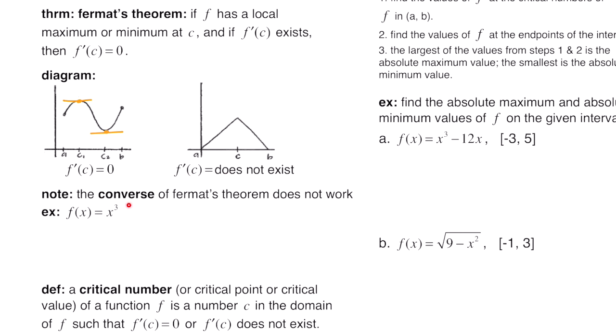And then we have a note here. It says the converse of Fermat's theorem doesn't work. So our example is x cubed. When you take the derivative of x cubed, you get 3x squared. And let's consider plugging in 0 for x. You end up getting 0. So the converse of Fermat's theorem says that if you take the derivative at some value and you get 0, then there should be either a max or a min there. But if you look at the graph of x cubed and you look at x equals 0, you can see that we don't have a max or a min. So again, the converse doesn't work.